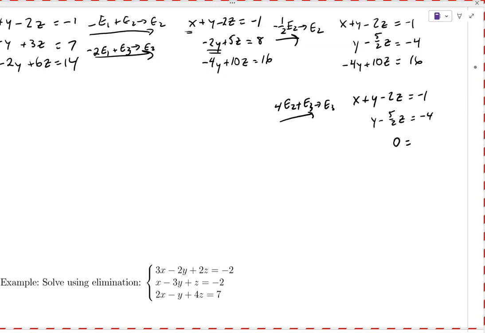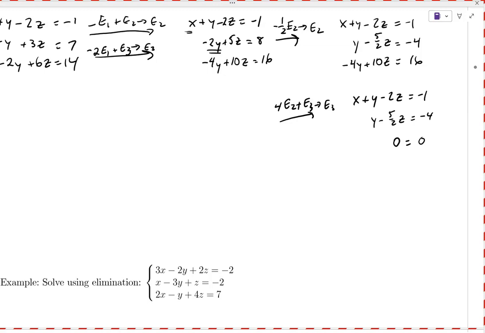What happens in the next one? When you do 4 times negative 4, gives you negative 16. And add down, what do you get? 0 as well, right? So notice that last equation says 0 equals 0. Is that a true statement or a false statement?